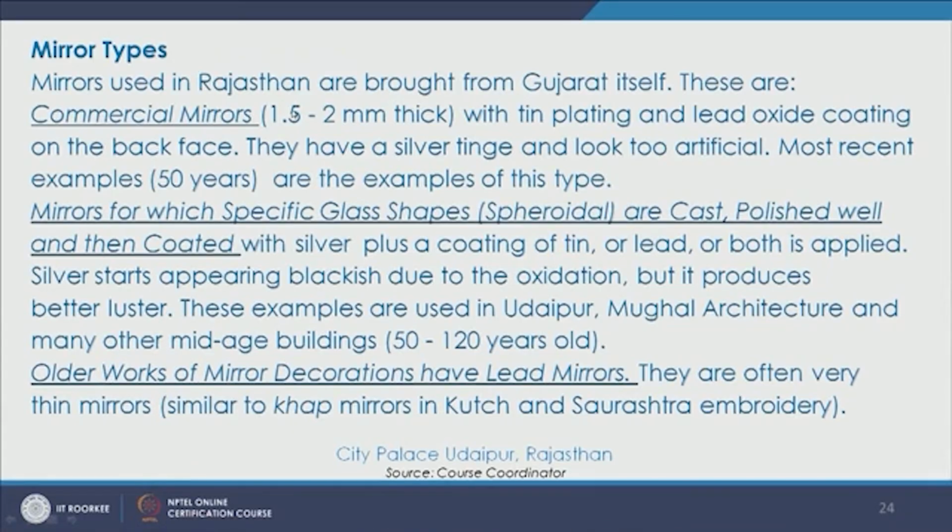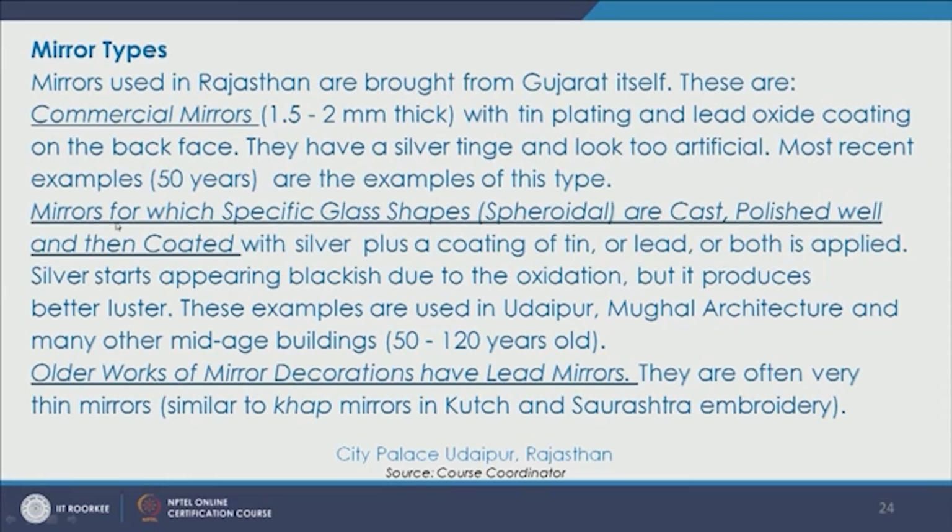Just to give an overview of what different kinds of mirrors were used. Mirrors used in Rajasthan are majorly brought from Gujarat. This is the current scenario, and at that time also there was an exchange. So there are commercial mirrors. This is one category. They are 1.5 to 2 millimeter thick. I am just giving the technical details. They have a tin plating and lead oxide coating on the black face. They have a silver tinge and look too artificial. Most recent examples, say 50 years, that we see in interior architecture, are probably examples of these commercial type mirrors.